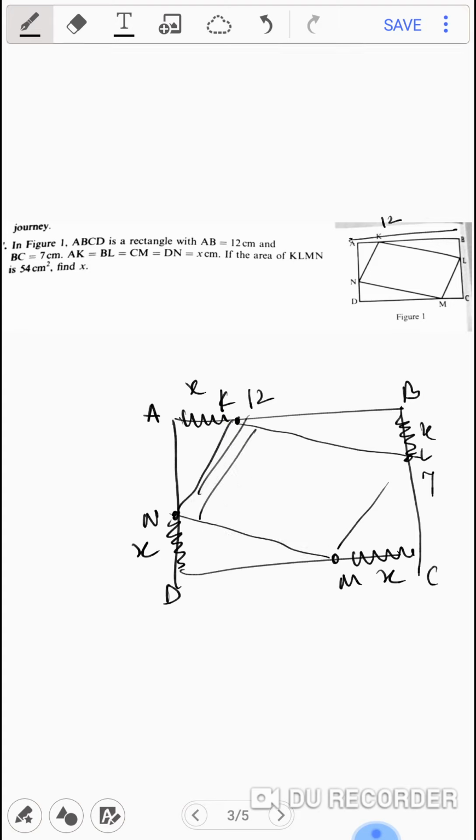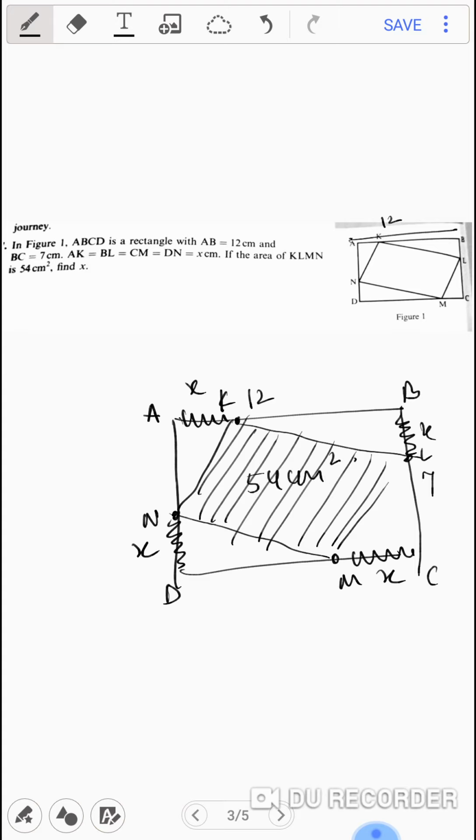This area is 54 centimeter square. My dear kids, if this is entirely 7 and this is x, so what will be this part? This will be 7 minus x. Yes, and if this is 7 minus x, even this part will be 7 minus x.